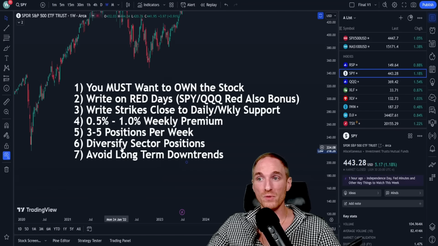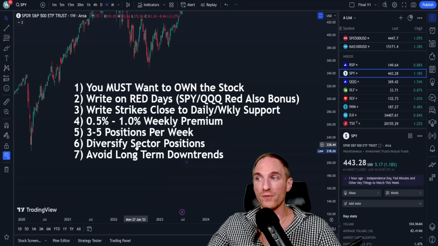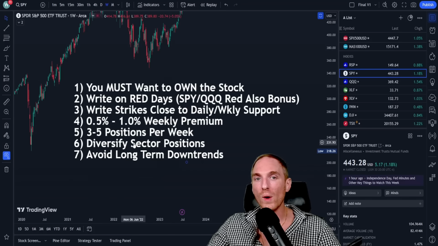Number 6, you want to diversify your sector positions. So if you really know what you're doing, if you're on an intermediate or advanced level, you may be able to heavily weight into one sector. Meaning if you have 5 positions per week, 3 or 4 of them may be in tech, and you may only have 1 or 2 value plays, right? That's perfectly fine. But for your average person, you do want to try and diversify the holdings.